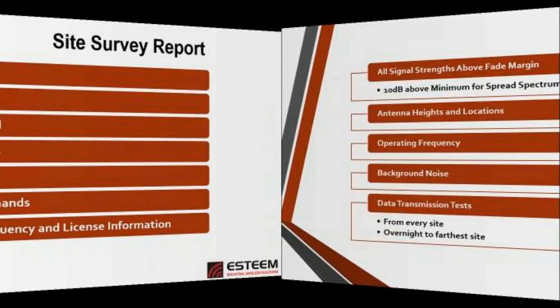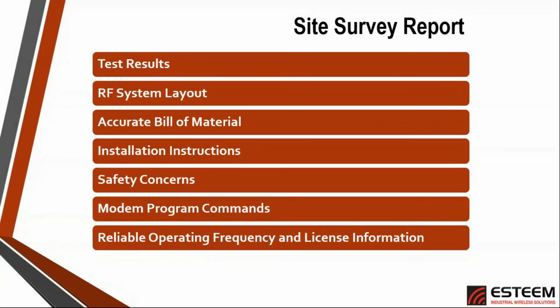Really, the purpose behind that is we're putting everything into what we call the site survey report. The site survey report not only gives what the test results were, but also a system layout. Which sites are going to be repeaters? Which of those locations are going to be used as a primary repeater? Which of those can be used as a secondary repeater to create a mesh network? We will have all this information provided to the customer.